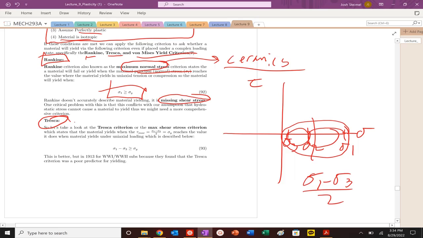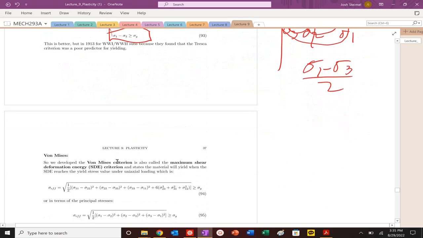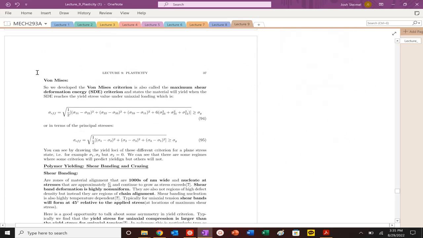So this is your maximum shear stress criteria. When sigma 1 minus sigma 3 is greater than our yield strength, we determine that the material will yield. It worked well, except that it failed during World War II for submarines. So the von Mises criterion is a bit more comprehensive. It looks at maximum shear deformation energy.